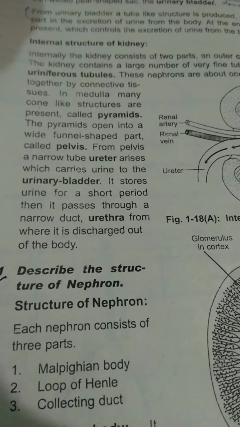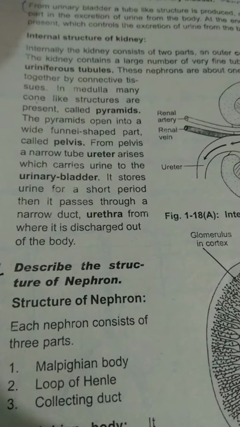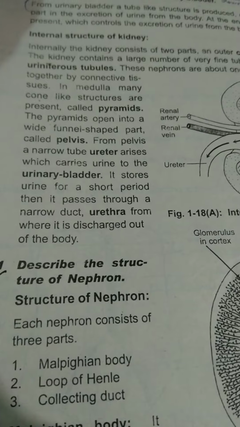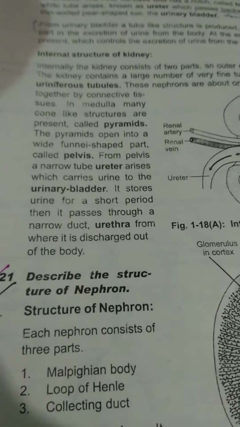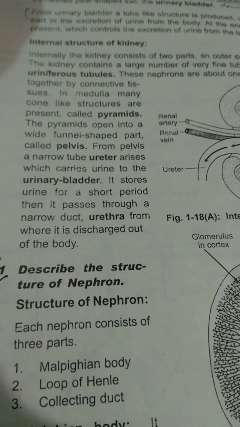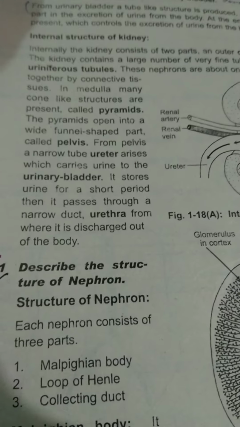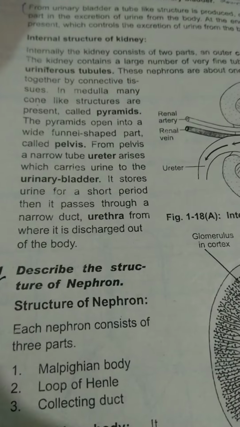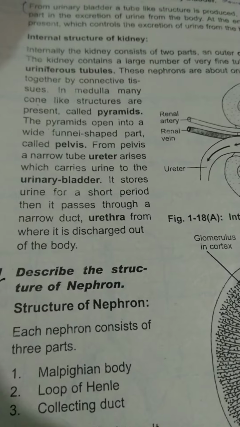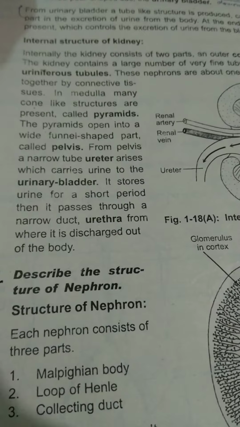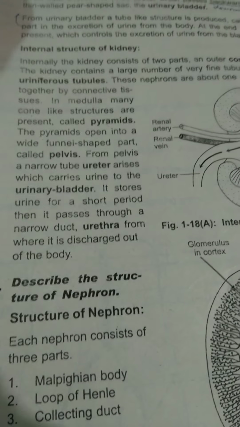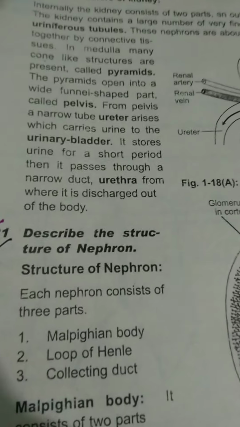In the medulla, many cone-like structures are present called pyramids. The pyramids open into a wide funnel-shaped part called the pelvis. From the pelvis, a narrow tube, the ureter, arises, which carries urine to the urinary bladder. It stores urine for a short period, then it passes through a narrow duct, the urethra, from where it is discharged out of the body. This is the structure of the kidney.